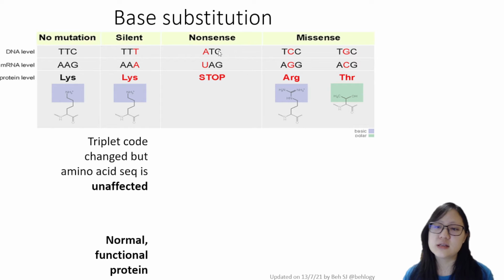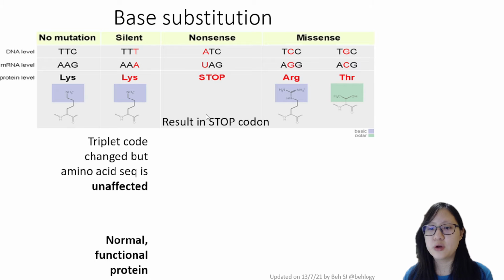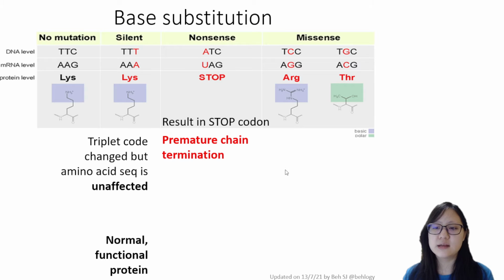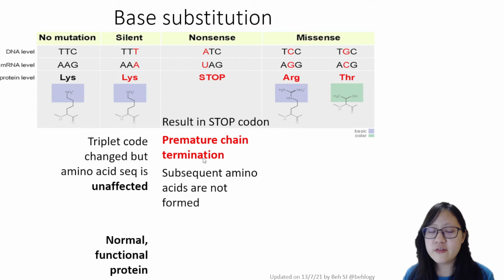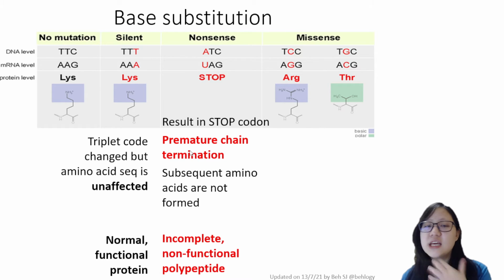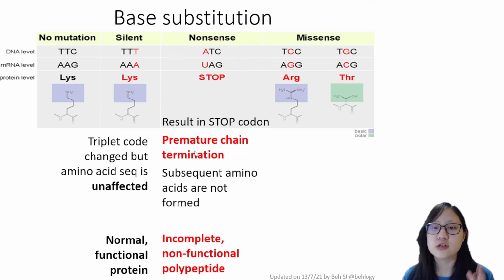Now, what if it's a nonsense mutation? So you can see here TTC became ATC, and you can see the codon change as well, UAG, which is a stop codon. What would happen then to the amino acid chain? This would result in premature chain termination. So every triplet code, every codon after that is not read and subsequent amino acids are not formed. And therefore, you end up with a shorter, truncated version of the protein, which is incomplete and non-functional.